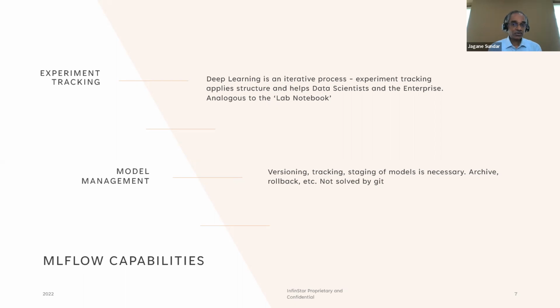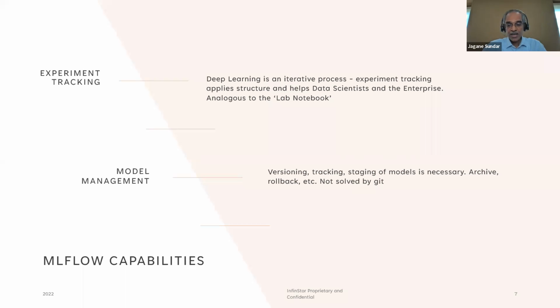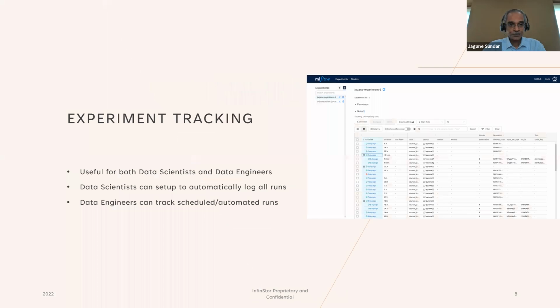These are not things that are solved by Git. And the capabilities of model management are also different from Git. For example, branching and merging are not really constructs that are useful here. So model management needs a special purpose tool, and that's what MLflow brings to the table.